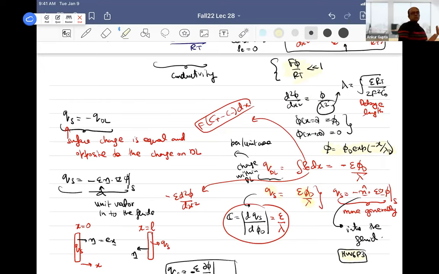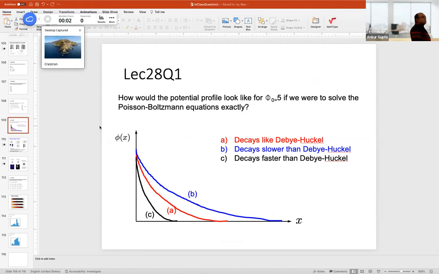Before we move further, let's do a quick poll and try to understand physically what happens when you have a large potential. Debye-Hückel is the small potential limit, by the way, which is what you have already done. If the potential is now large, phi is 5, what do you think you would get? Solution A is what you have derived. B is whether it decays faster or slower. A is what we have already done for small potentials. Will it be faster or slower than the small potential limit? For that, look at your equations. There is a sinh of phi by RT that you had simplified. Look at the equation and try to reason it out. It's all approximate, and I'll tell you how to think about this a bit more.